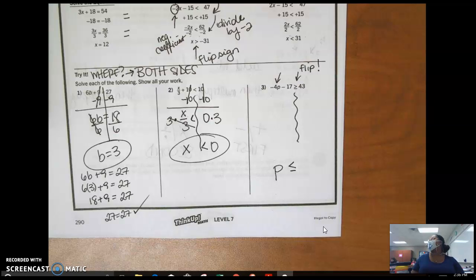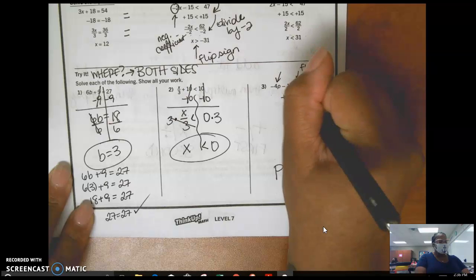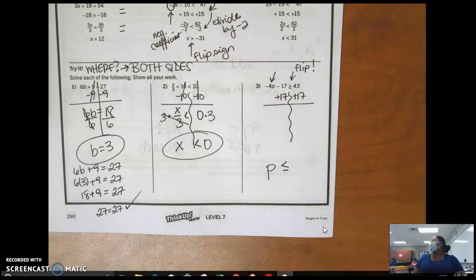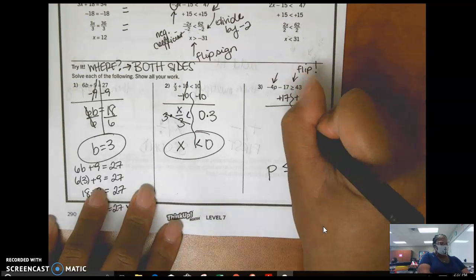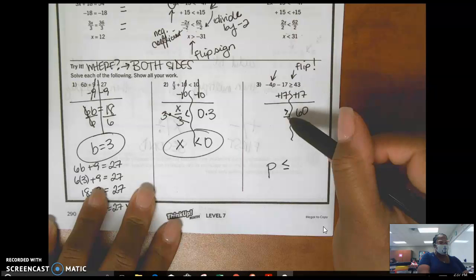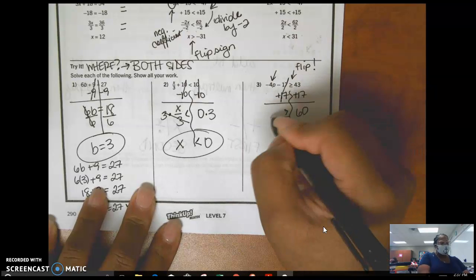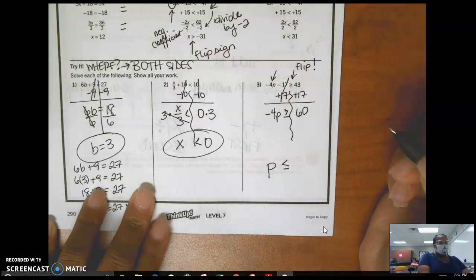Add 17 to both sides. So plus 17, plus 17. Then what? Okay, what's 43 plus 17? 60. Still keep my sign. The only time I flip the sign is when this -4 goes over here. These 17s cancel out. -4p. Now what?